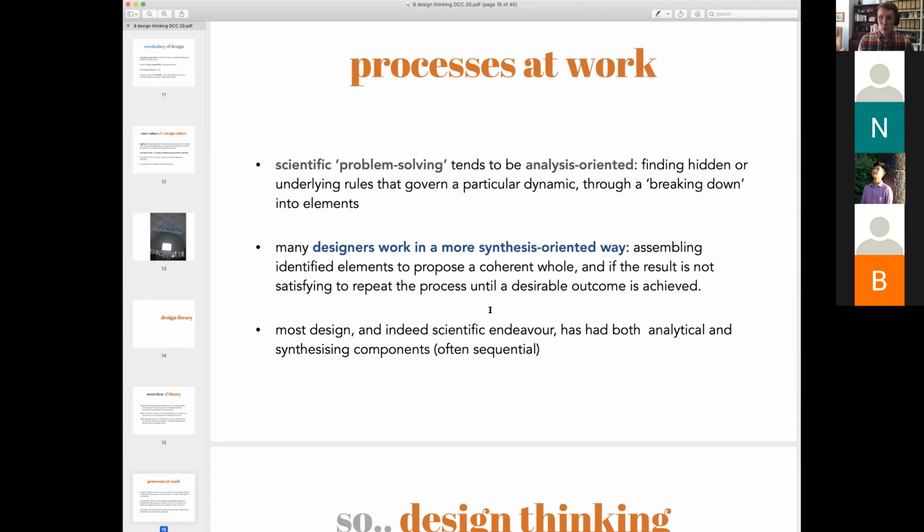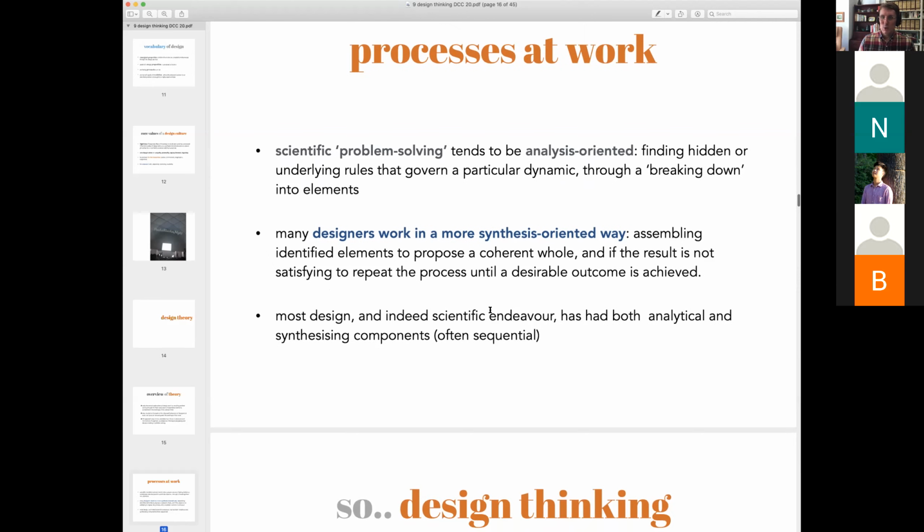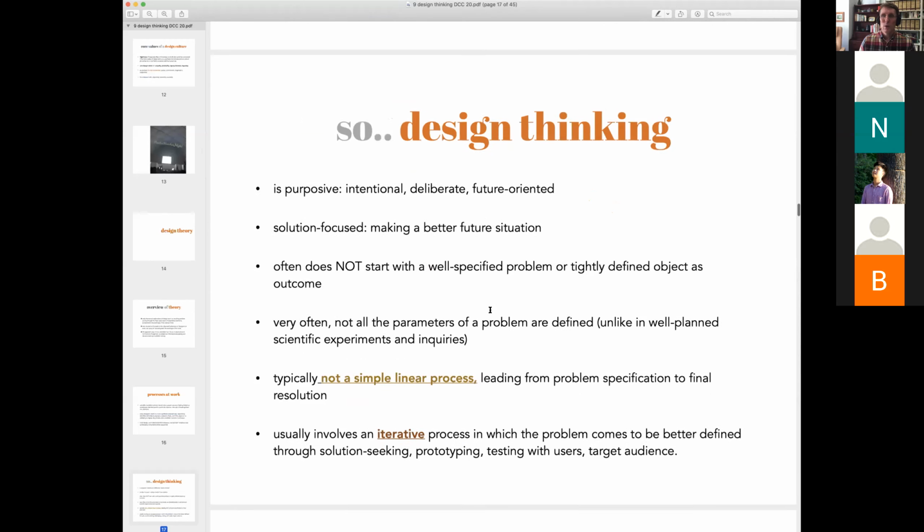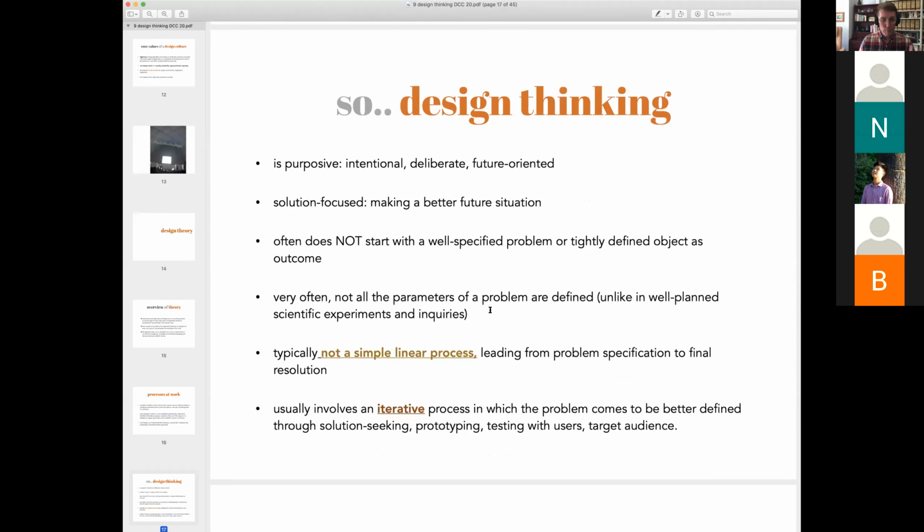So in a more syncretic, synthesis-oriented kind of way. Now, of course, both design and scientific endeavor have elements of both. So what's design thinking about? Well, it's purposive. You've got a clear goal. You don't just do it in this abstract, explorative way. It's intentional. This is a key thing with design. It always has some intention. It's deliberate. It's future-oriented. It's inherently optimistic. That's the critical thing about design.